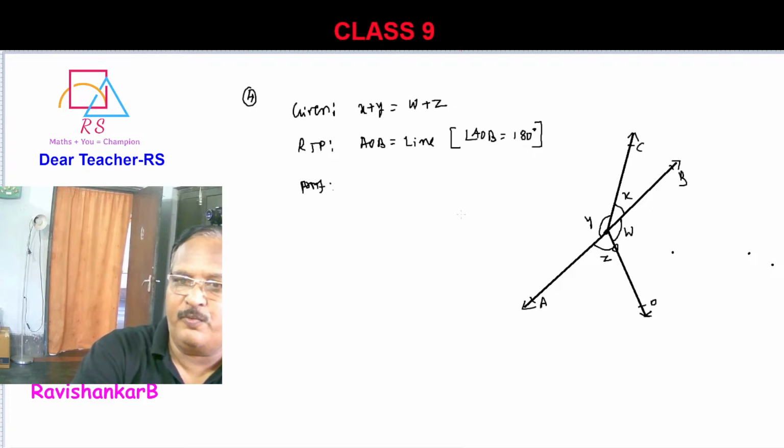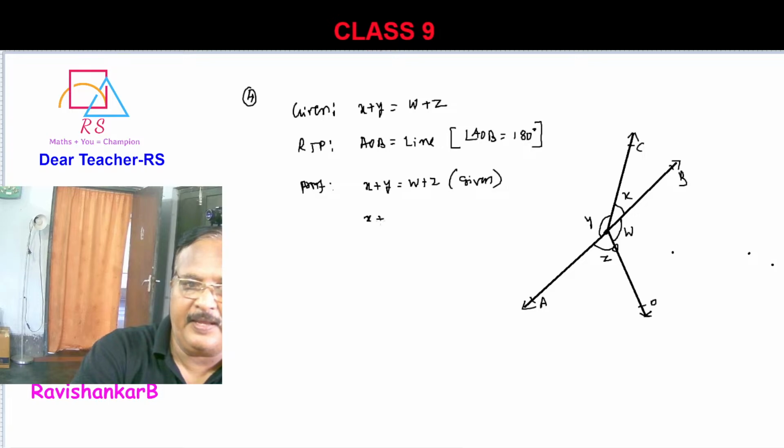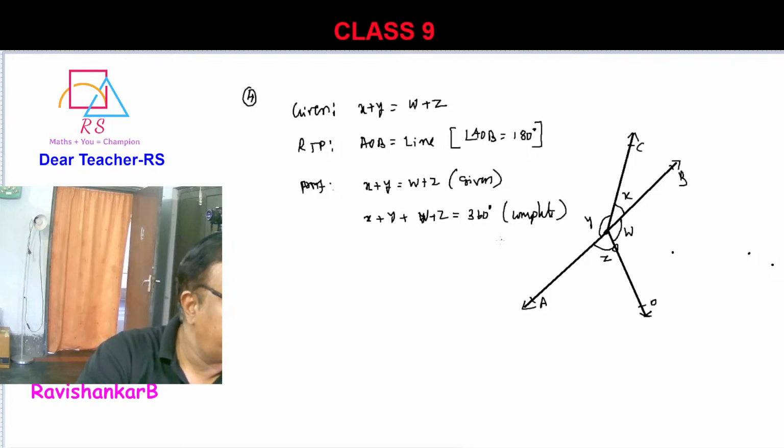We don't know AOB is a line or not, but the angle AOB should be equal to, now x plus y is equal to w plus z. This is given. So x plus y plus w plus z is equal to 360, because it's a complete angle. This is the problem given on the complete angle.